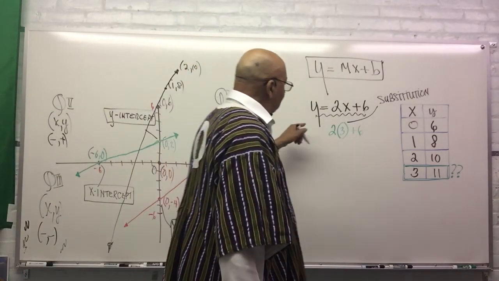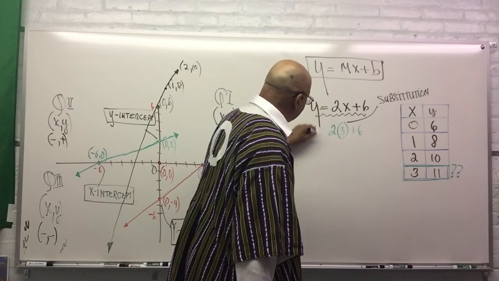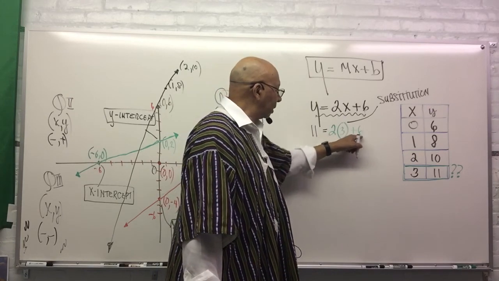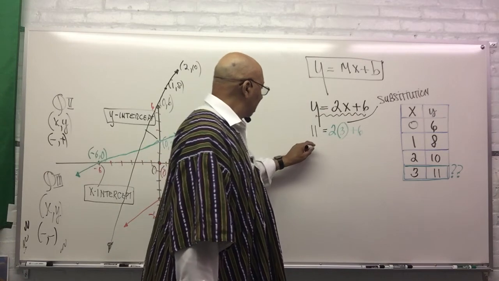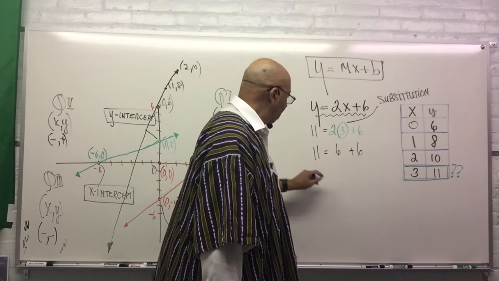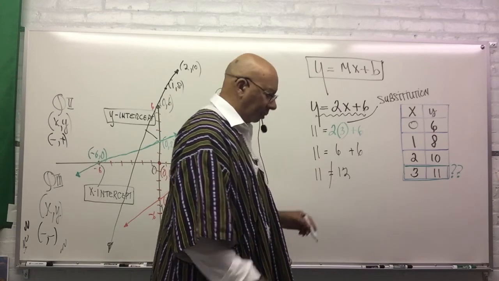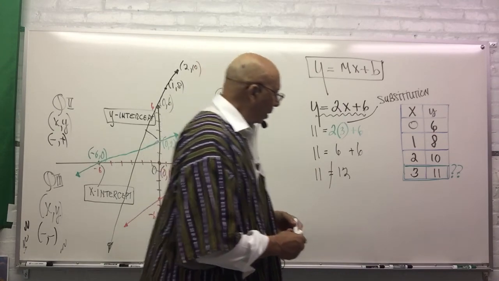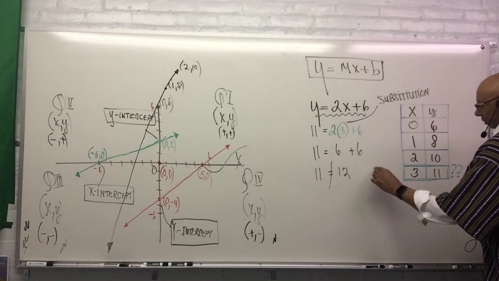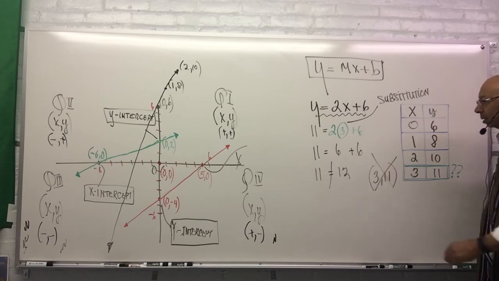So here's our equation. It says x is 3 and y is 11. So I have y will be 11. And the question is, does 11 equal 2 times 3 plus 6? So let's see. 11 equals 2 times 3 is 6 plus 6. So 11 equals 12. And you say, no, 11 does not equal 12. So that tells me that this coordinate, 3, 11, is not on this line.